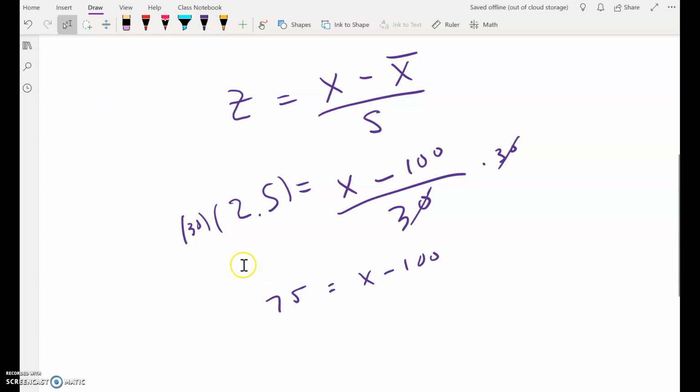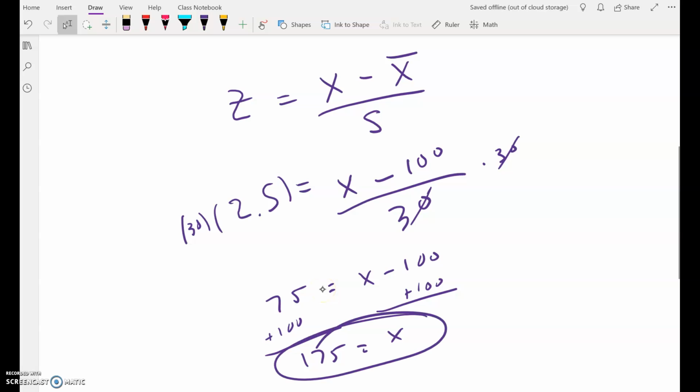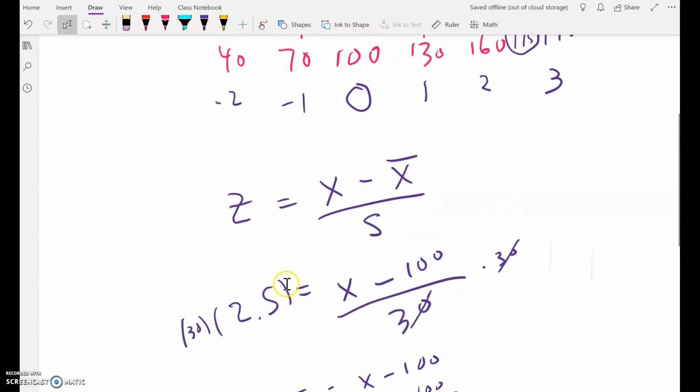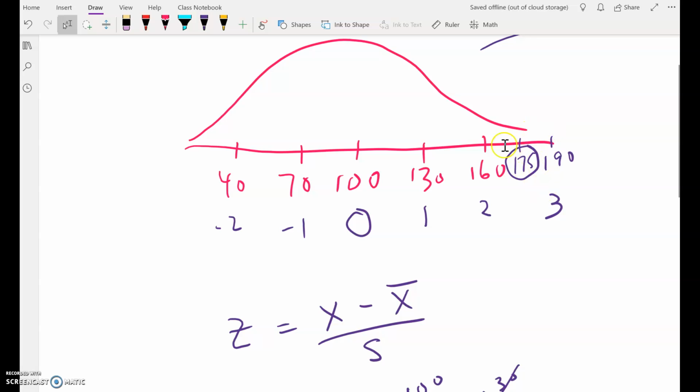Think of it like this: 2.5 is a Z-score. You multiply that by 30 because it's 2.5 standard deviations above the mean. And so X minus 100 would have to give you 75. And then the next step, what's the opposite of subtract? The opposite of subtract is add. So you add 100 to both sides of your equation, and you get 175 equals X. So there you go, a foolproof method for finding the X, no matter how crazy your numbers are. 175, and that's the same as what we had from doing this visually.